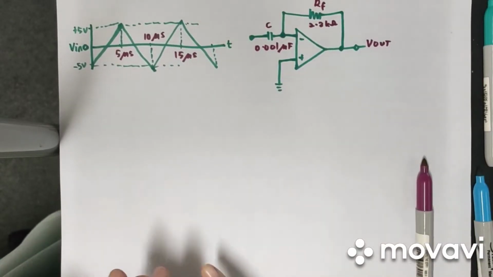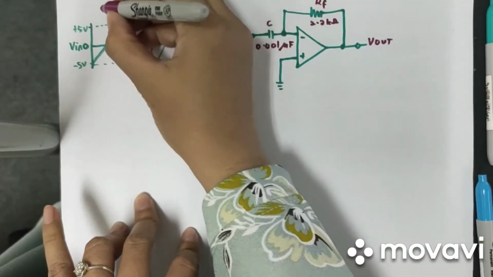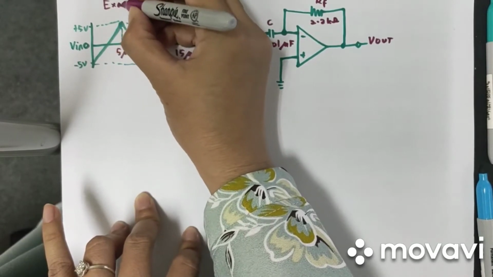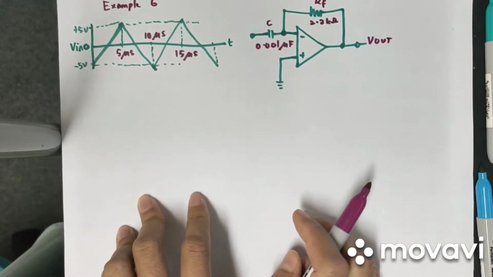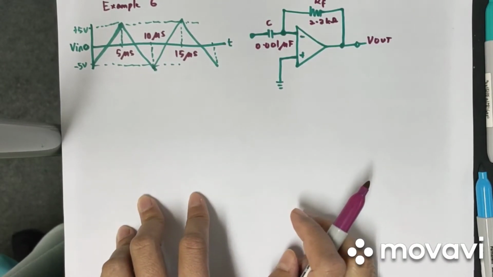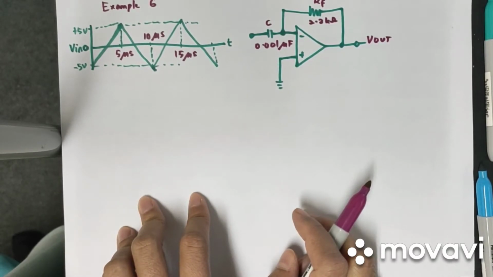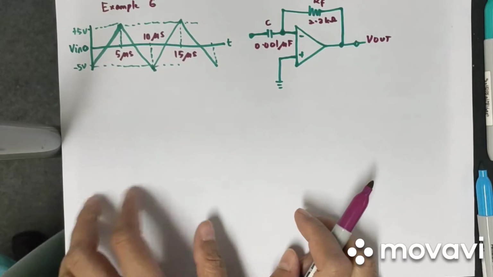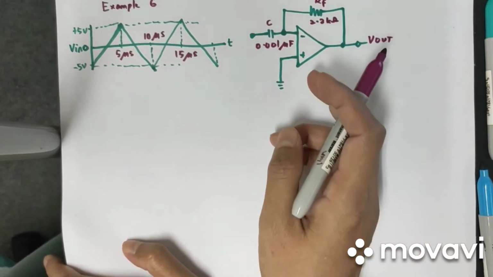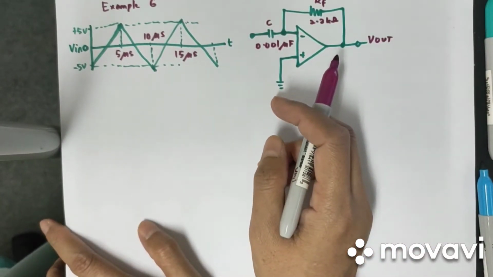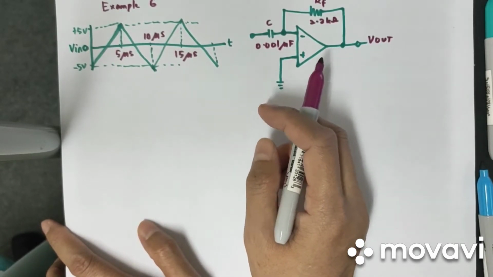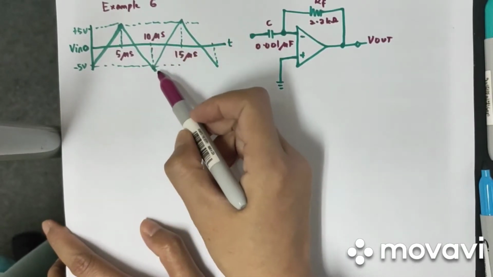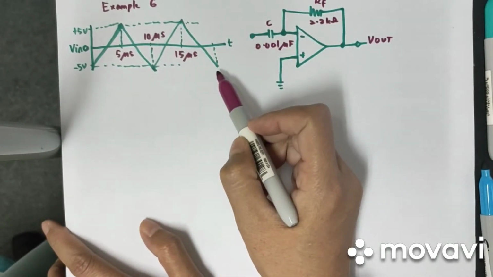Okay, now here is example 6. The question: determine the output voltage of the ideal op-amp differentiator in the figure above, for the triangular wave input shown. Okay, dia ada bagi input waveform dalam triangular form.